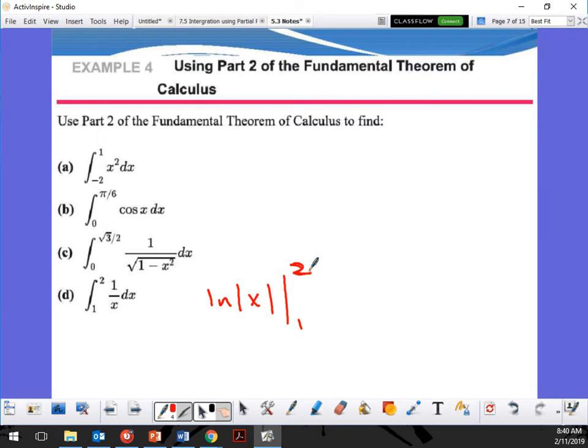Okay, so for this right here, it's going to be ln, top minus bottom. So ln of 2 minus ln of 1. And then ln 1 is its own special thing.